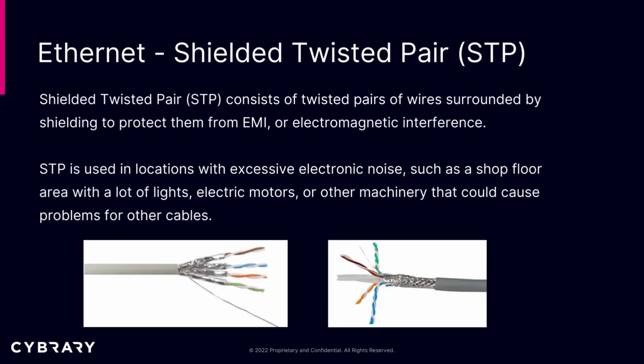Now, we had unshielded twisted pair. There's also something called shielded twisted pair. Shielded twisted pair consists of twisted pairs of wires surrounded by a shielding to protect them from EMI or electromagnetic interference. STP is used in locations with excessive electronic noise, such as a shop floor, places where there's a lot of fluorescent lights, electric motors, and other machinery that can cause problems for cabling.